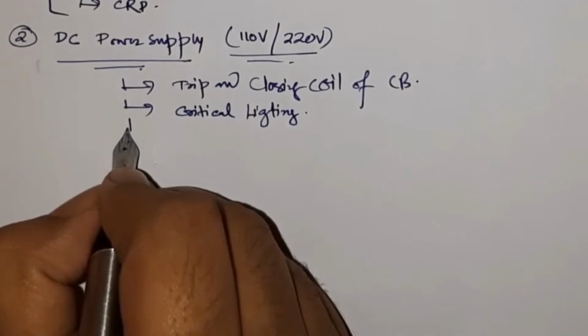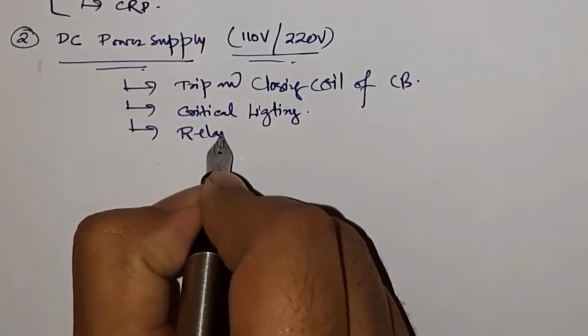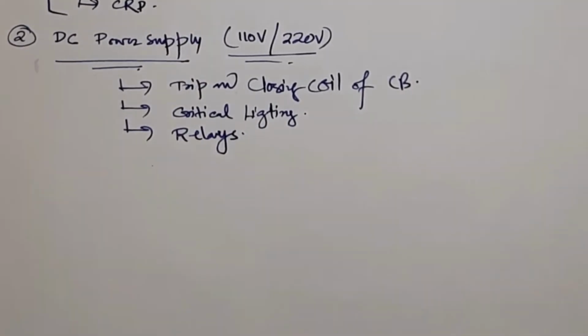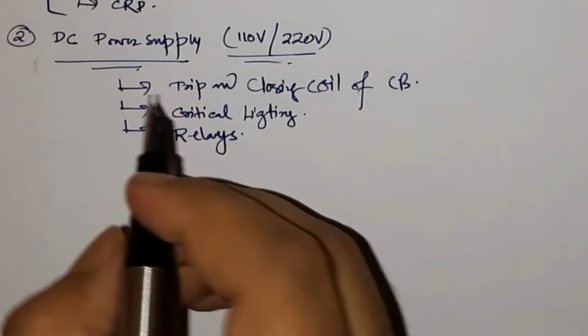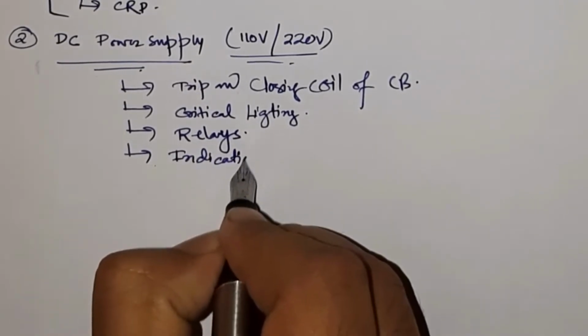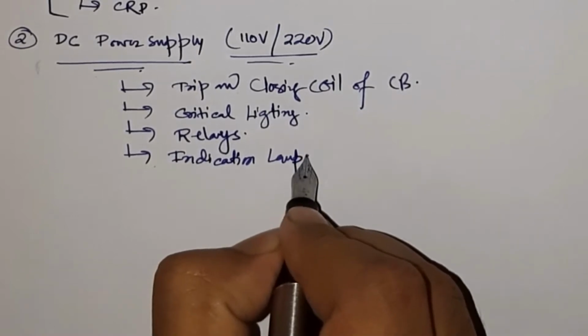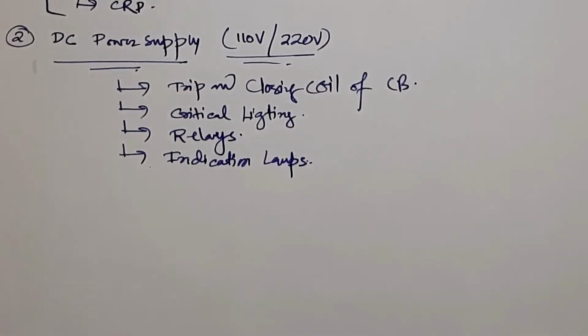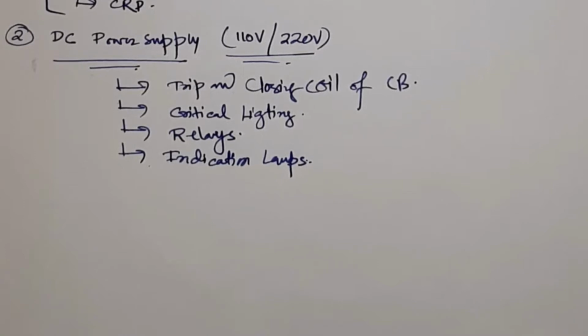Then there comes the relay. Relays are also often supplied through DC. Many relays take DC power to operate. And indication lamps of the panels are also often DC operated. Suppose you are using a switchgear panel and there you have indications like RYB, trip, neutral, close, circuit healthy, trip circuit healthy. These kinds of indication lamps are often DC operated. So there also you will need to provide the 220 volt DC.